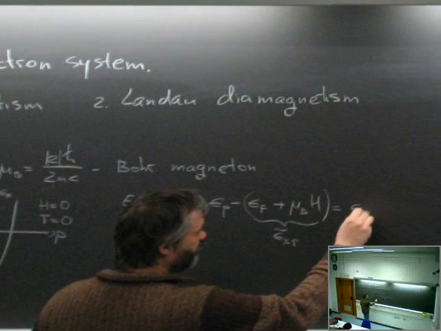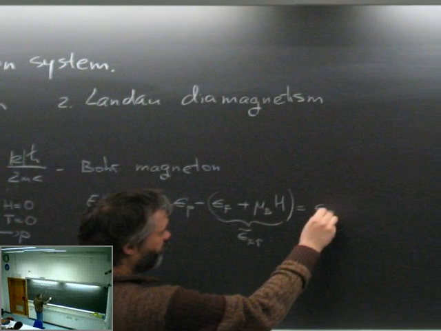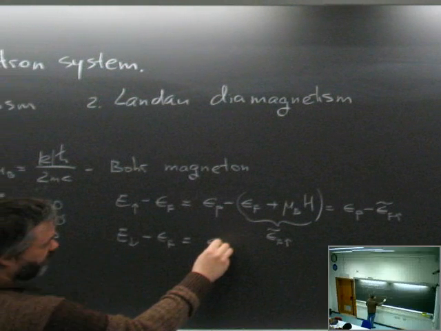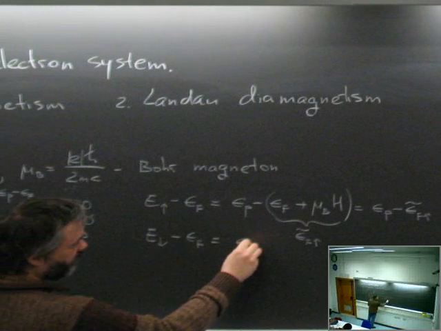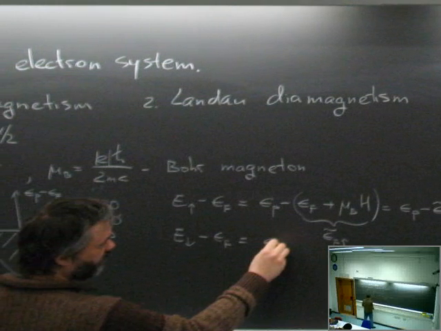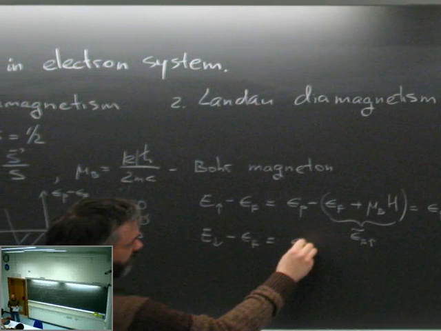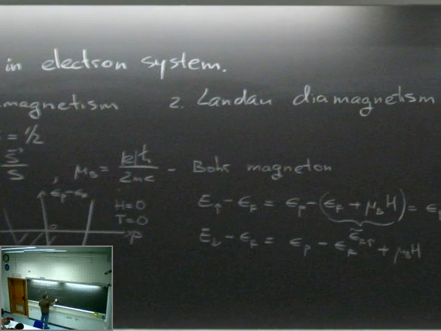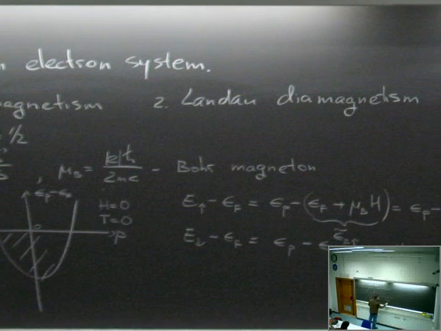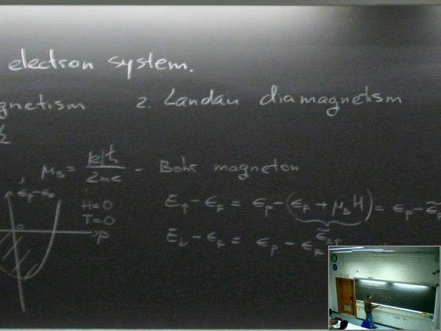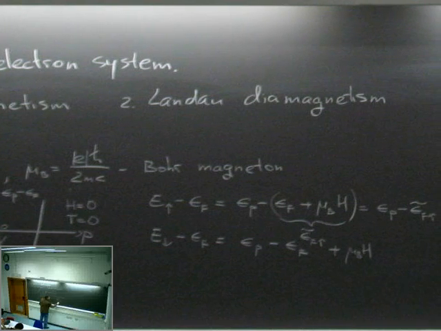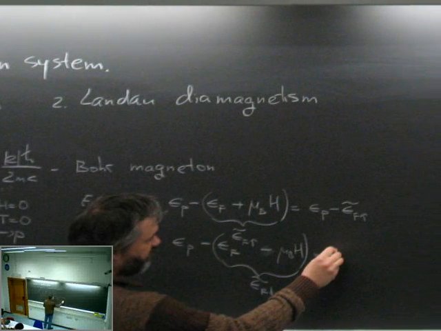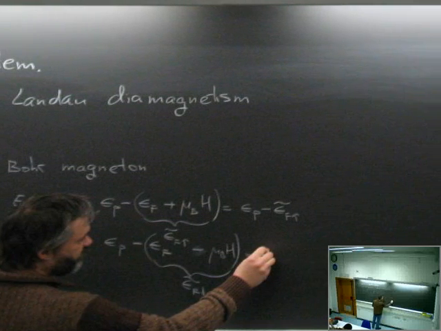If we do the same for down, minus ε_F, this is ε_p minus ε_F plus μ_B H, because down means the projection is equal to minus 1/2. Let me put a bracket, put minus here, and the same way I denote this as ε̃_F down. So this is ε_p minus ε̃_F down.